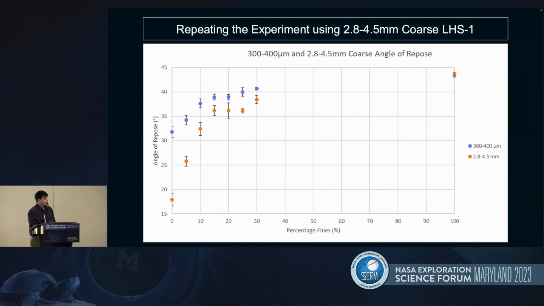Just to verify that this wasn't caused by the specific mixture I was using of the 300 to 400 microns, I did the exact same trial with much larger particles, so 2.8 to 4.5 millimeter. And you can see, even though the 2.8 to 4.5 millimeter mixture starts at a much lower angle of repose, a very similar relationship happens. So at 5%, it jumps really high. At 10%, it jumps again. And it's kind of eerie, actually, how perfectly it matches. After 15%, 20%, 30%, it really just doesn't go up all that much until you get to 100.